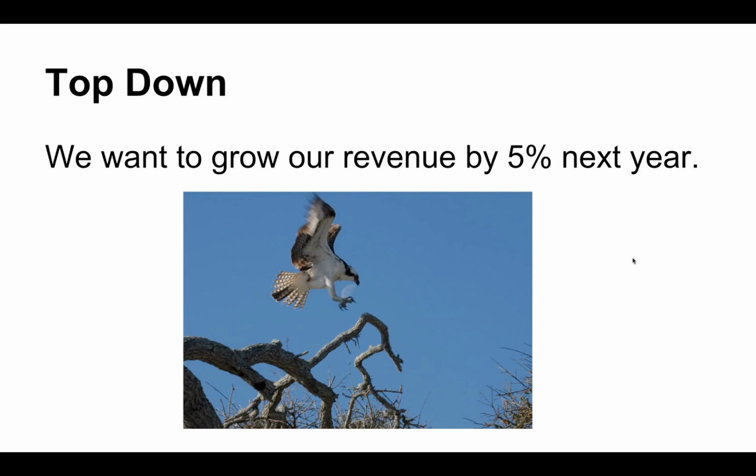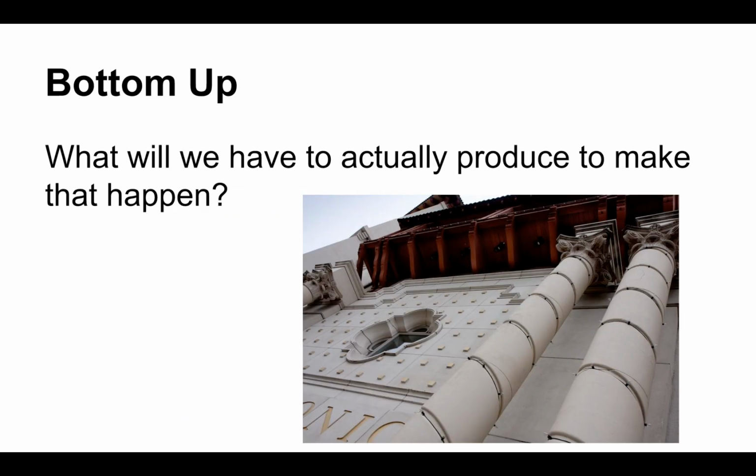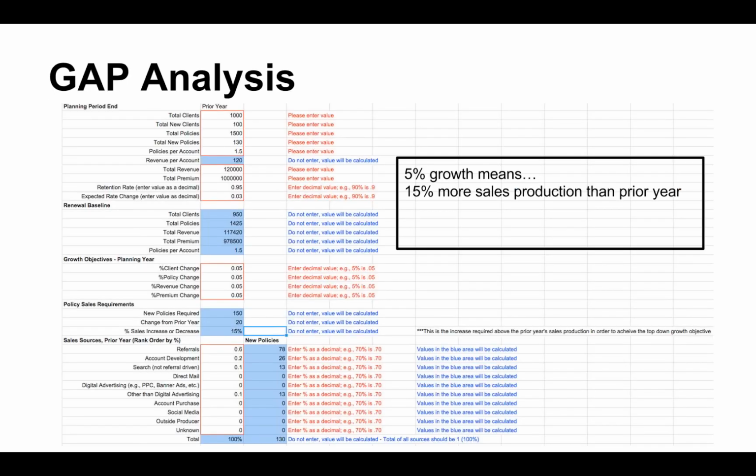We've got to get some new carpeting for the office and replace a couple of computers, and we've got people that have been clamoring for raises for a few years. So if we're going to do all of those things, we have to grow our revenue by 5% next year. That's top down. But to make that happen, what do we actually have to produce? How do we do that? Right. So I know this is going to be hard to see. I'm going to look at a couple of slides after this that are going to break this spreadsheet down in bite-sized pieces where we can see it. And this is one of the things, we'll send you a link to download this Excel spreadsheet. And in it, you can just kind of plug in your numbers in the red box, and it'll do some calculations for you. And basically, for this mock agency, 5% growth means they've got to produce 15% more sales than they did in the prior year.